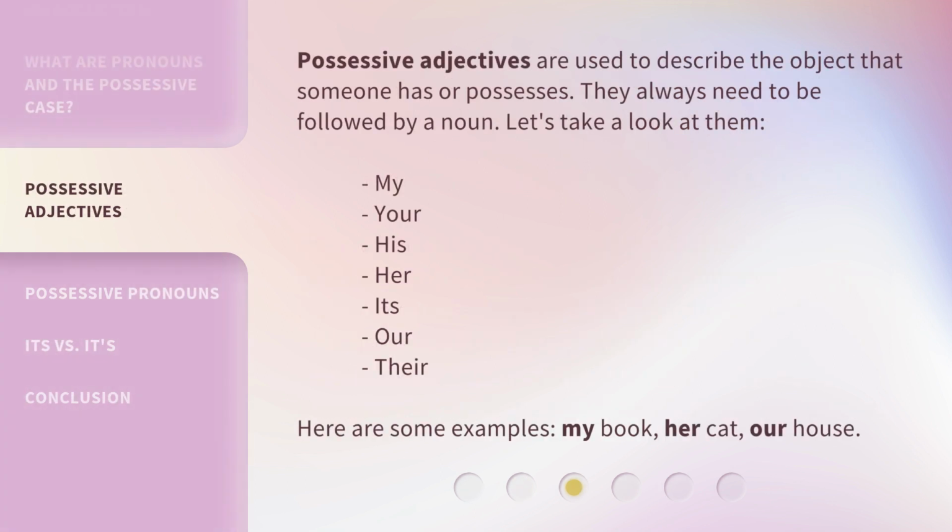Possessive adjectives are used to describe the object that someone has or possesses. They always need to be followed by a noun. Let's take a look at them. My, your, his, her, its, our, their. Here are some examples: my book, her cat, our house.